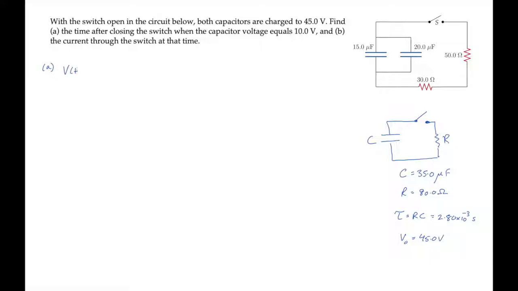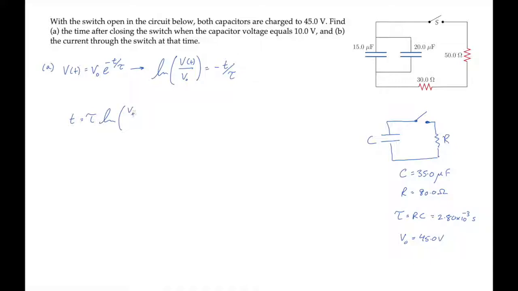To solve part A, we'll use the fact that the voltage across the capacitor in an RC circuit decays exponentially according to this expression. Here we're asked to find the time t when a certain voltage is reached, so we'll rearrange this equation and solve for that time. First divide by the voltage at time 0 and take the natural log of both sides to eliminate the exponential, and then solve for t using the negative sign to invert the argument of the natural log.